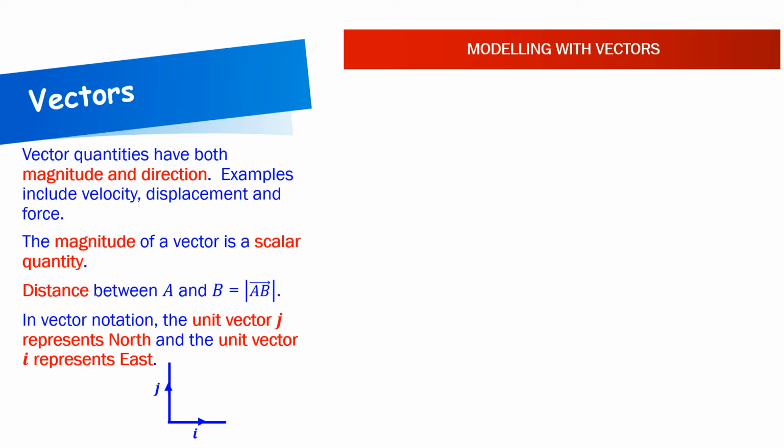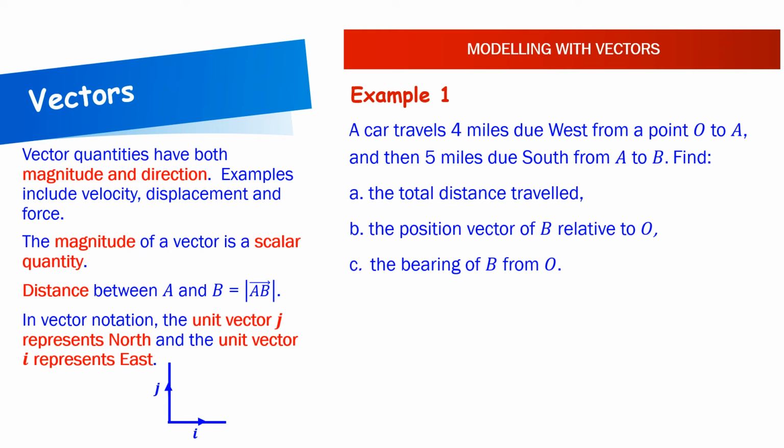In vector notation, the unit vector j represents north and the unit vector i represents east, as shown in the diagram. Let's now take a look at an example. Pause the video and have a go. Press play when you're ready to view the solutions.